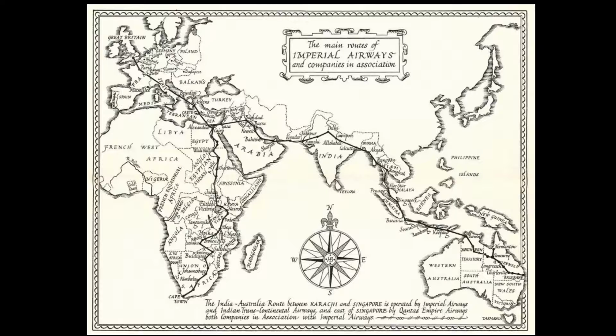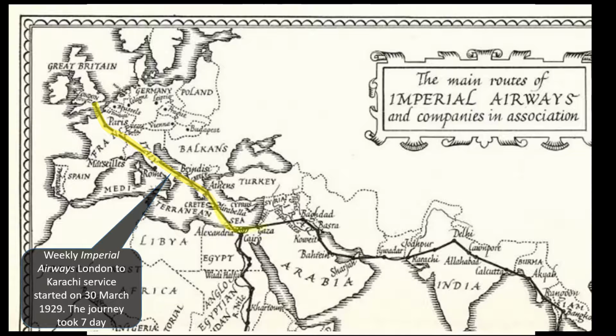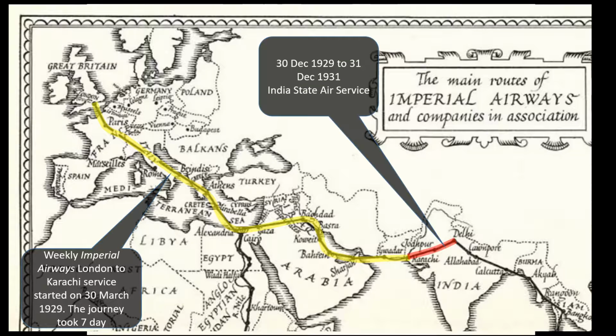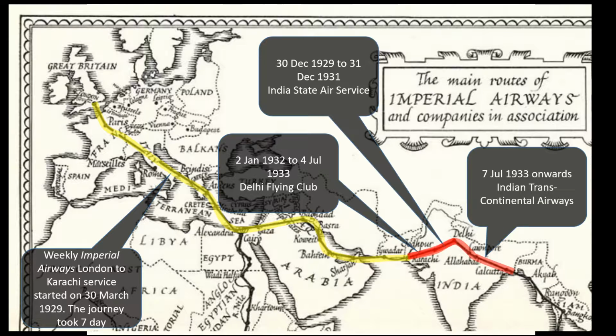The Karachi-Calcutta flight section was a part of a much longer journey. Weekly Imperial Airways service from London to Karachi started on March 30, 1929. The journey took 7 days. The section of Karachi to Delhi was taken care of by India State Air Service from December 30, 1929 to December 31, 1931. And from January 2, 1932 to July 4, 1933, Delhi Flying Club used to carry the mails from Delhi to Karachi. And then from July 7, 1933 onwards, Indian Transcontinental Airways took charge of this duty.